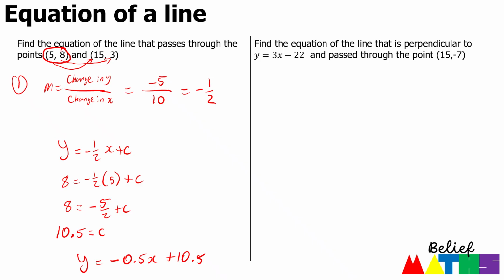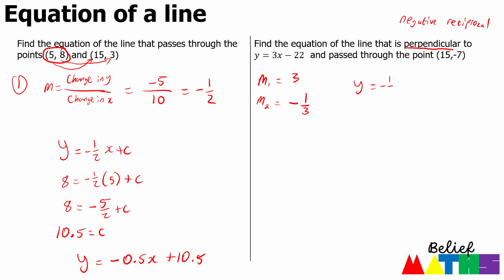Same idea on the right hand side. Our step one is to find the gradient. Now in this case, we already know it's perpendicular, which means we use the negative reciprocal. So therefore m1, our current gradient, is 3. So our perpendicular gradient, which we'll call m2, is minus 1/3. And then it works out exactly the same way as we had on the left hand side.